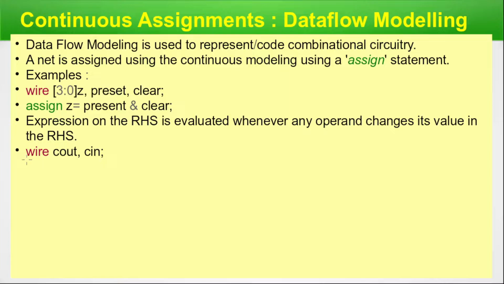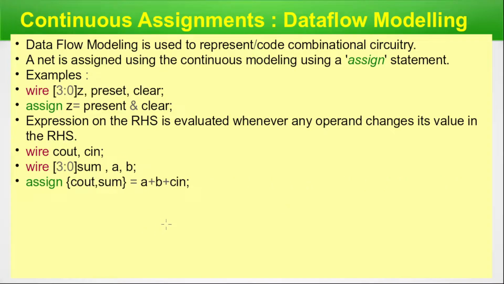Next, we give another example. Here we define nets using wire, that is C out and C in. These are two different wires, that is nets. We define a couple more wires here. 3 down to 0 sum is a bus, and A and B. Next, we use the assign statement here, hence it is in green. And here you can see this curly brace, right? This is a concatenation operator. Here it concatenates these two. And here we use the logical expression of ORing, that is A or B or C in. So this is a logical ORing operation, and this is not a regular addition operation.